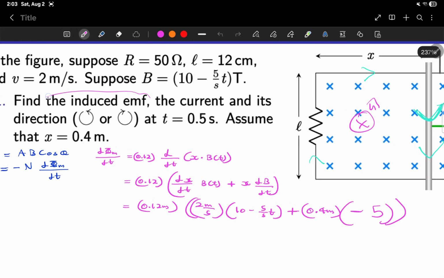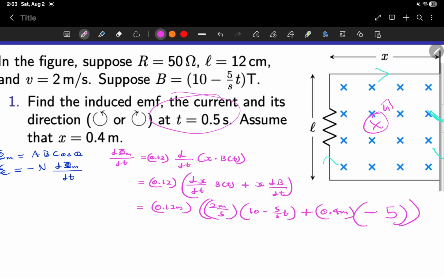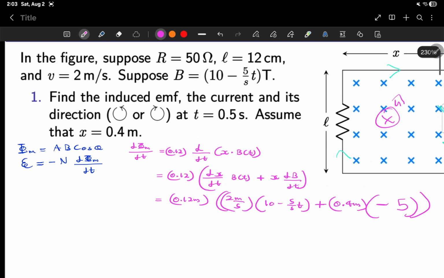Now, it said to find the induced EMF, the current, and its direction at a time of 0.5 seconds. So the question's kind of acknowledging that the area is changing and the magnetic field is changing, and so that's why they've given us a specific value for time. So we can actually solve for the change in the flux to eventually get the actual EMF.